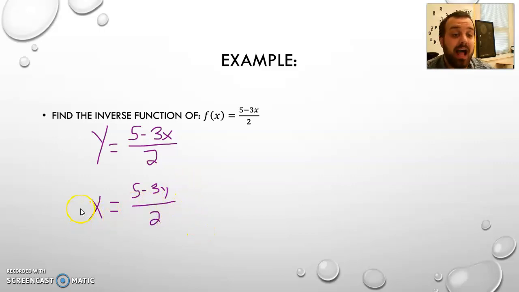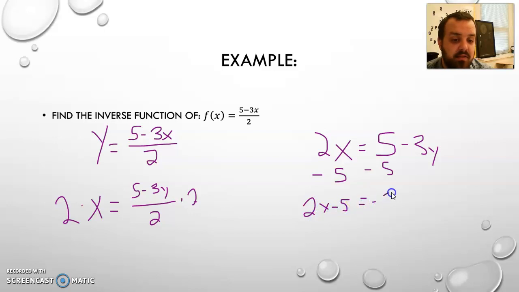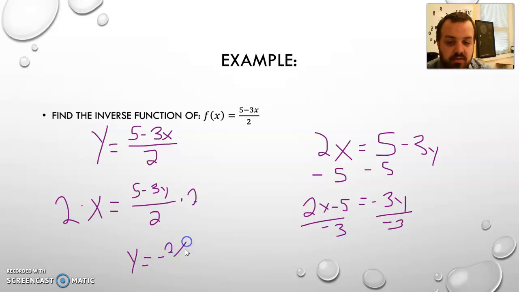So we flip the x and y, and now we solve for y to tell us what that inverse function is. So to solve for y, I multiply both sides by 2. I get that 2x equals 5 minus 3y. I then go ahead and subtract 5. 2x minus 5 equals negative 3y. And then I'll go ahead and divide by negative 3. And so I'll get that y has to equal negative 2/3 x plus 5/3.